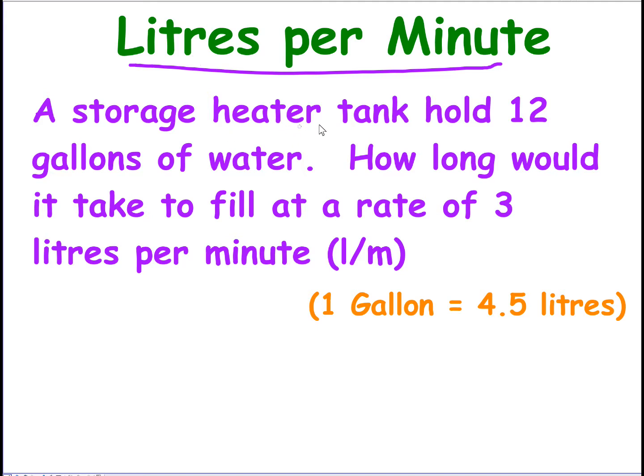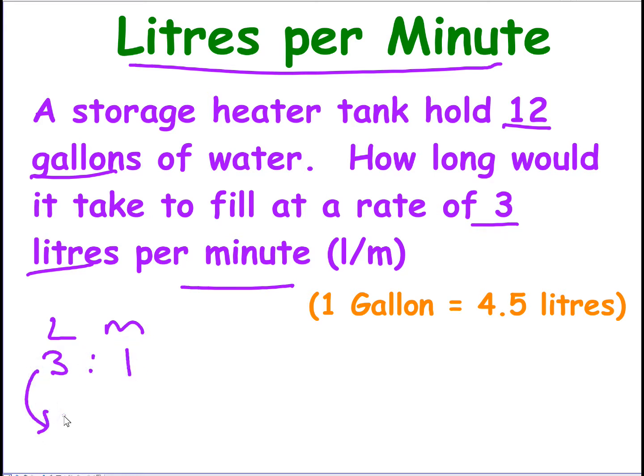So a storage heater tank holds 12 gallons of water. So we've got gallons. How long would it take to fill at a rate of 3 litres per minute? I've got a flow rate of 3 litres per minute, so I need to put litres for this to work, and at the moment I've got 12 gallons. Lo and behold, they're going to give you the conversion rate between gallons and litres. I've got 1 gallon is 4.5 litres.